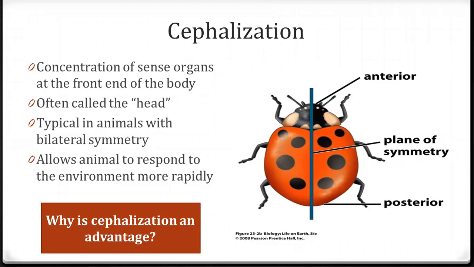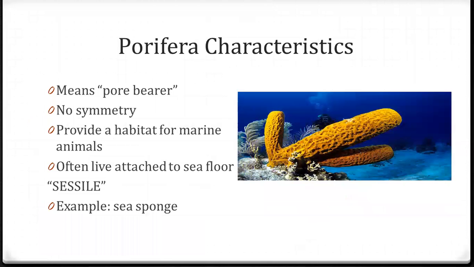Cephalization is the concentration of sense organs at the front of the body. It is often called the head. Typical in animals with bilateral symmetry, and it allows animals to respond to the environment more quickly. Okay, so now we're going to get into the different phylum of invertebrates and talk about their characteristics and their functions. So you will recognize some of these because they were in our classification lab.